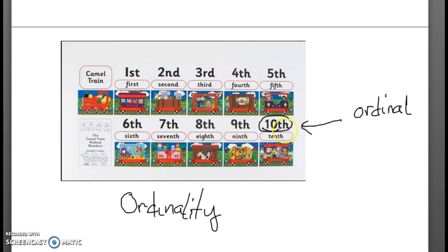So again, we have cardinality, how many? We have identification, which really isn't a real use of numbers, but we include it in this. And then finally, ordinality, which is a number indicating your order. That's it.